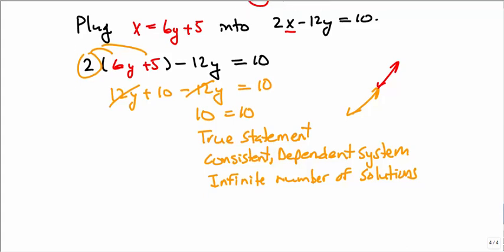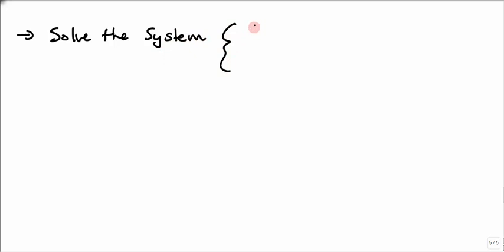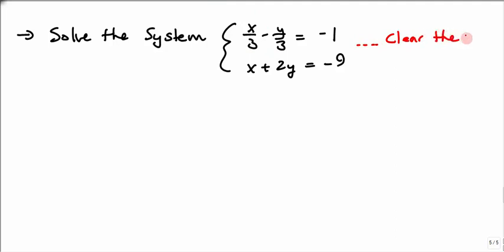Now there'd be no challenge to solving systems of equations if we didn't throw in one with a fraction. So let's go ahead and throw in this system. So let's go ahead and solve the system. We'll have x over 3 minus y over 3 equals negative 1, and x plus 2y equals negative 9. Well, when I look at this, I'd rather not work with fractions, so I want to clear the fractions. And after I clear the fractions, I'll choose a method.